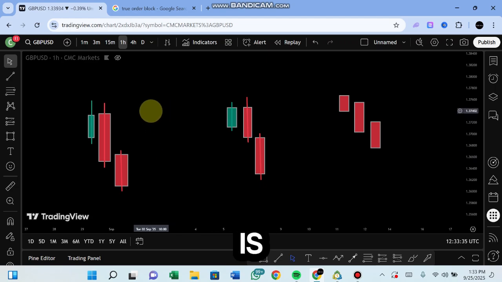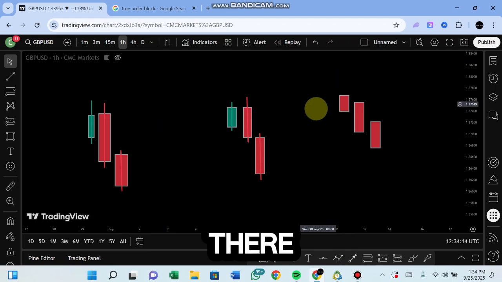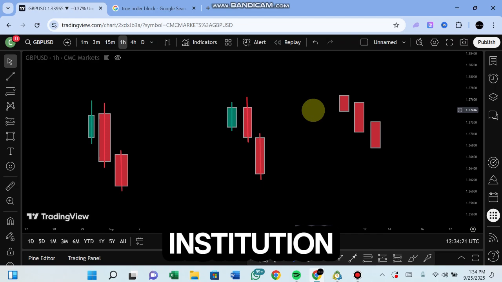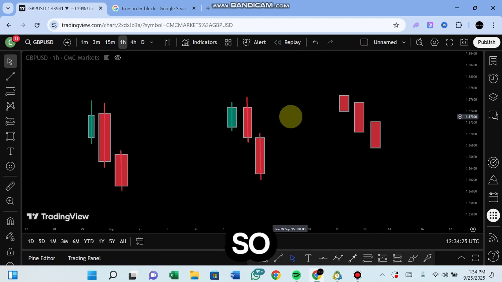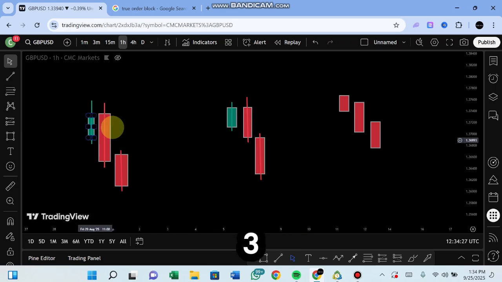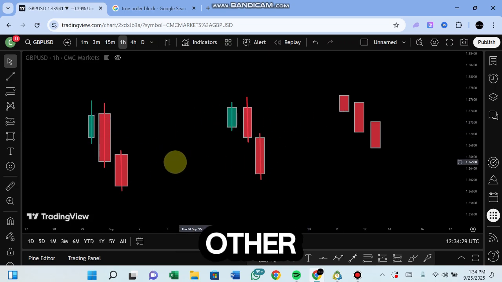So the first thing is, what is an order block? Order block simply means blocks of transactions. These are large blocks of transactions that come into the market when big financial institutions pump money into the market. So these are like TV scenarios where you can spot order blocks. Some of these order blocks are good, while some are not.